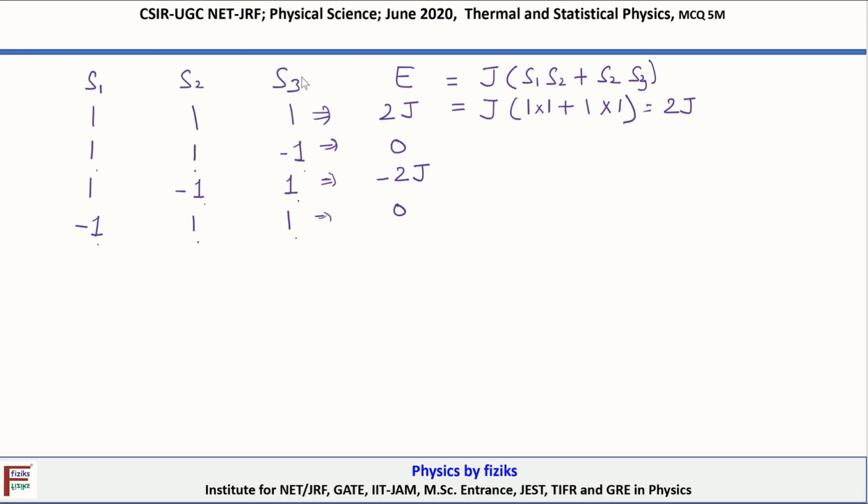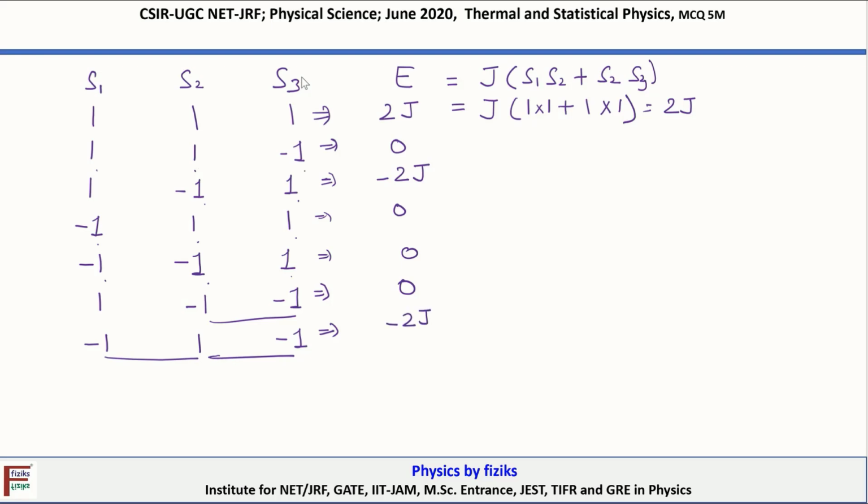Now we will have 2 spin flips at a time. Let's say the first 2 spins point downward: minus 1, minus 1, 1. This gives minus 1 into minus 1 plus 1, and then minus 1 into 1 minus 1, which leads to 0 energy. Now 1, minus 1, minus 1: 1 into minus 1 gives minus 1, and then a plus 1, so again 0. The third option with 2 spins down and 1 spin up: minus 1, 1, minus 1. The extreme spins are pointing downward, so each neighbouring product gives minus 1 and another minus 1, ultimately minus 2J.